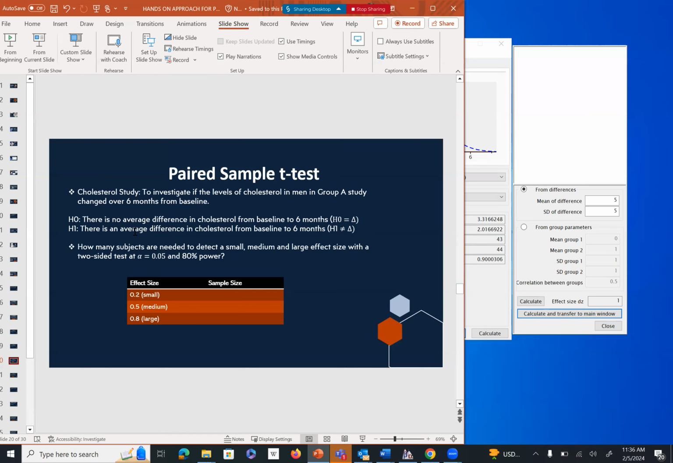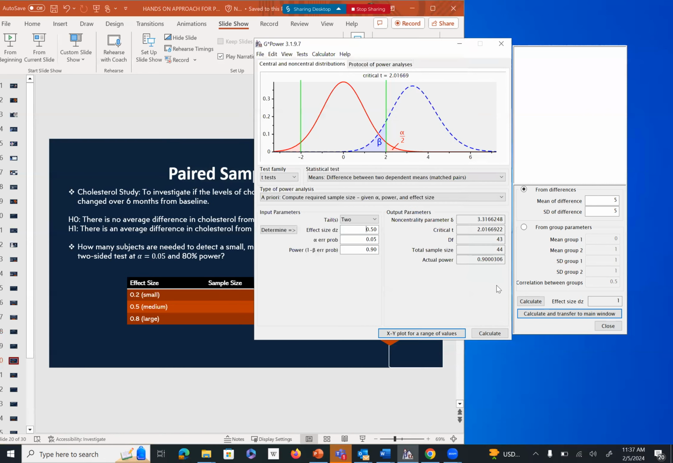So in men in group A, the level of cholesterol did change after assessing it post at the 6 month time point. Here the question is, how many subjects are needed to detect a small, medium, and large effect size with a two-sided test at alpha equal to 0.05 and 80% power?